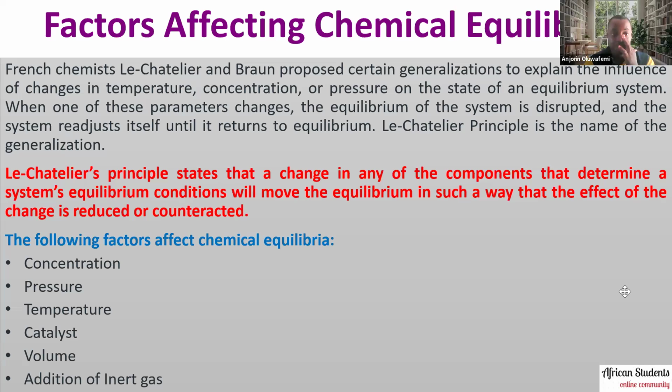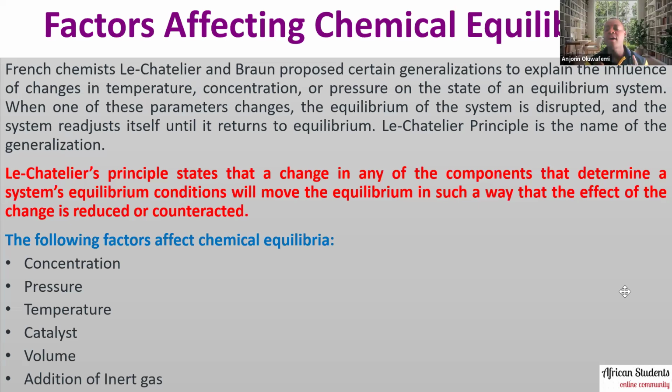And what does it state? Le Chatelier's principle says that a change in any of the components that determines a system's equilibrium conditions will move the equilibrium in such a way that the effect of the change is reduced or counteracted. So if there's a change in the product area, the equilibrium will want to shift toward the reactant side of the reaction, and vice versa as the case may be.